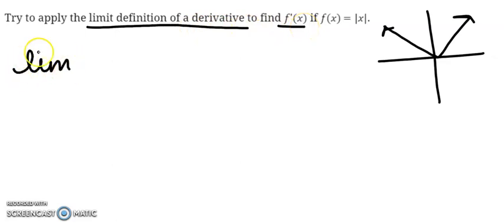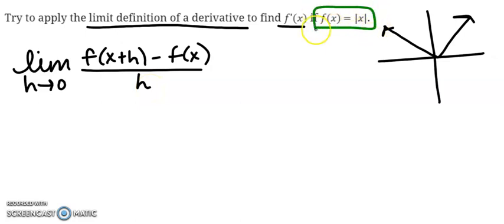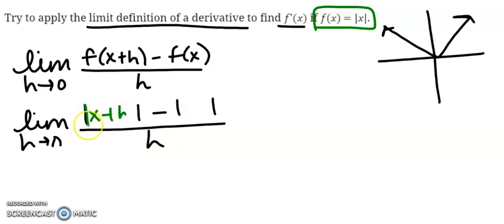So from our last lesson, the limit definition is the limit as h goes to 0 of f of x plus h minus f of x all over h. And we're supposed to do that if f of x is equal to the absolute value of x. So the limit as h approaches 0, absolute value of x plus h minus the absolute value of x all over h. X plus h goes into those absolute value bars, and x goes into those absolute value bars, okay? Direct substitution leaves us with 0 over 0. We need to keep going.